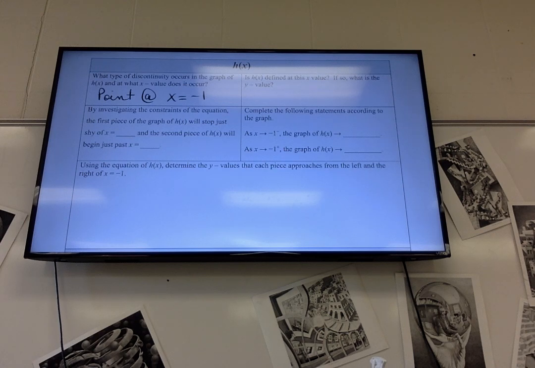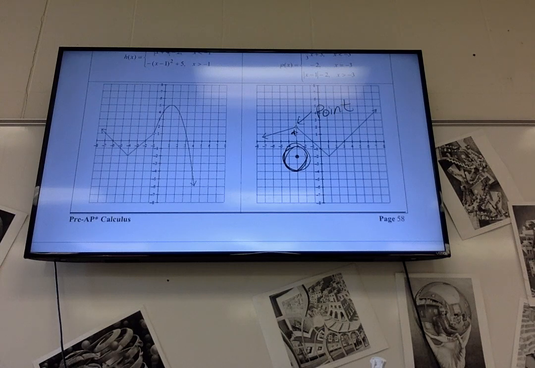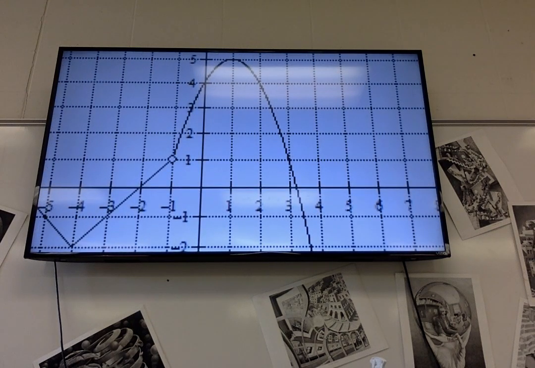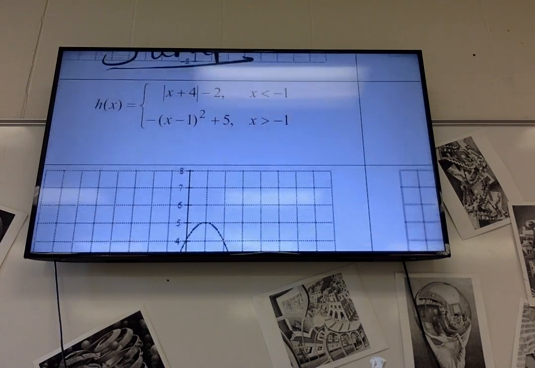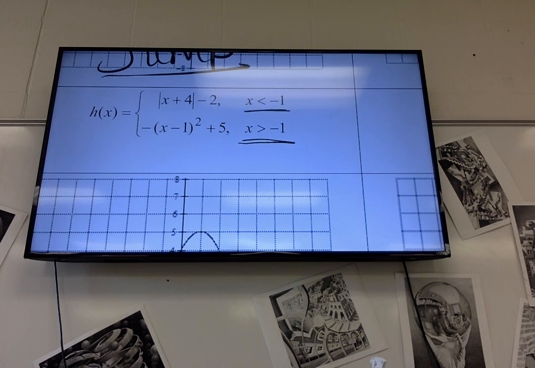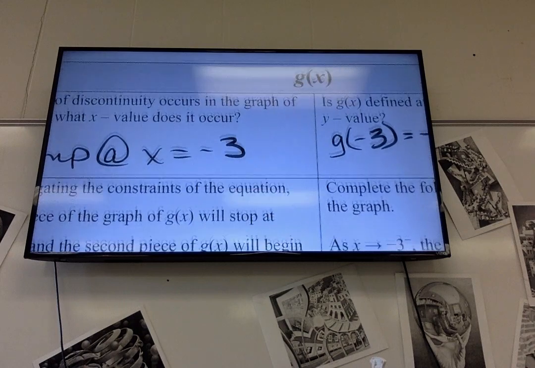Okay. Then we got to figure out if it's defined. Is there a value for h of negative 1? Yes, what is it? 1. Okay. Is it? No. If it was 1, what would happen here? I'd have a dot. Yep. So it is undefined. And we can also tell that because both of these are not or equal to. One is just less than, one is greater than. So there's no value for negative 1. Good.